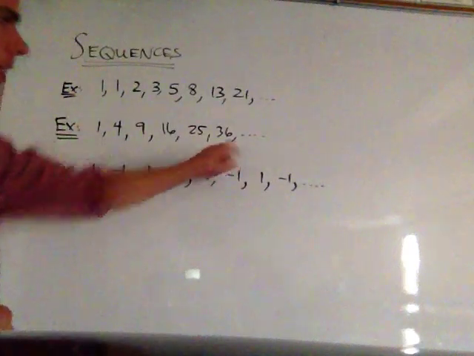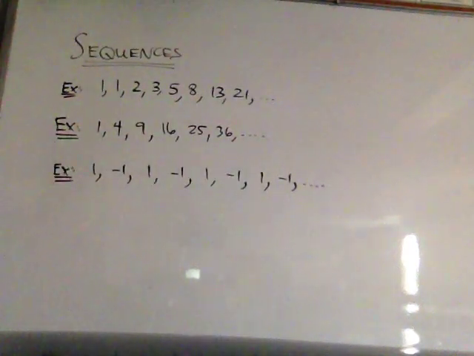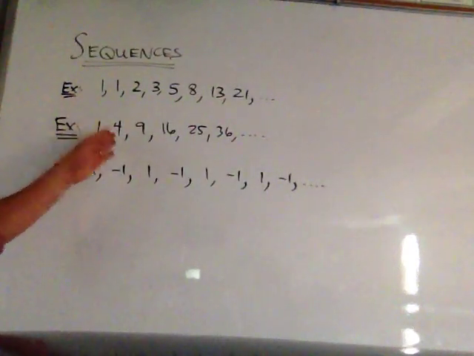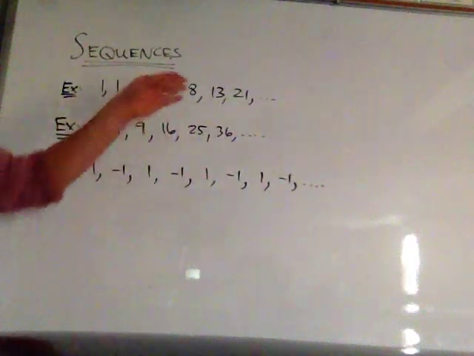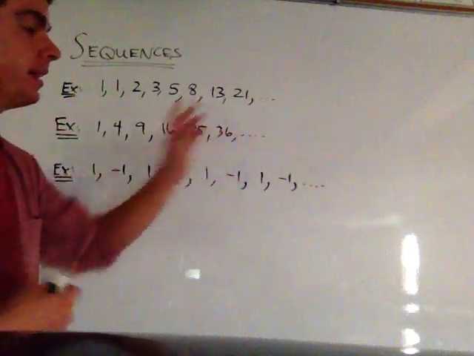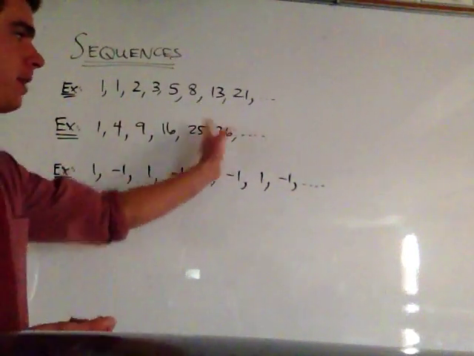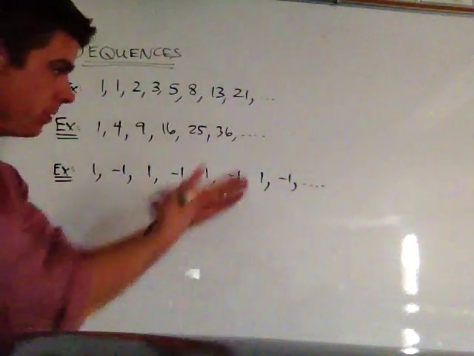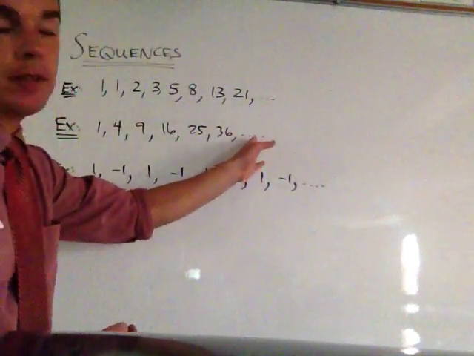This sequence is a list of all of the perfect squares: 1, 4, 9, 16, 25, 36. Each number in the sequence doesn't necessarily depend on the previous number. If I want the 8th term in the sequence, I don't have to know the 7th term.